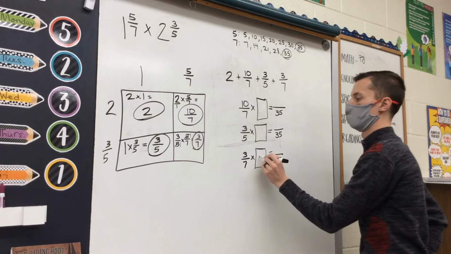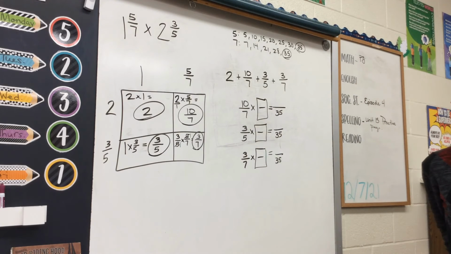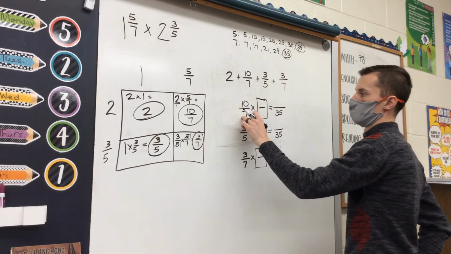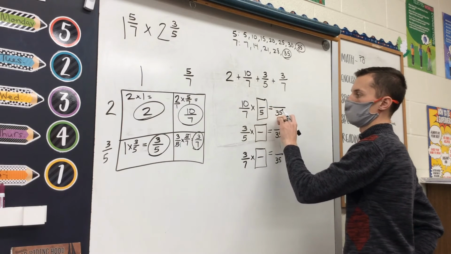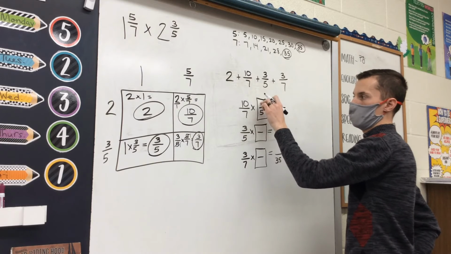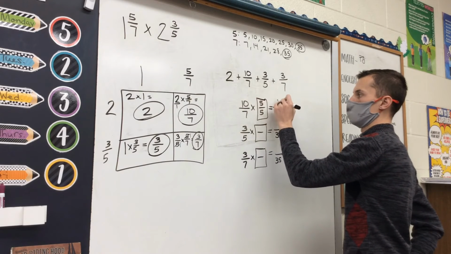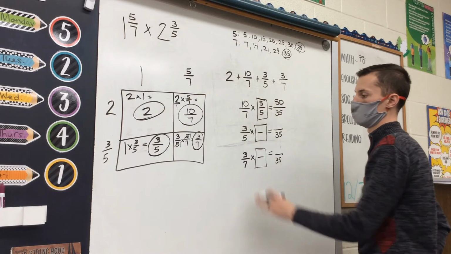Now, looking here, what do I have to multiply 7 by to get to 35? That's what we're looking at. So 7 times what is 35? And we know that as 5. Now what I do to the bottom, I have to do to the top as well. And then we know 10 times 5 is 50, and that is our equivalent fraction.